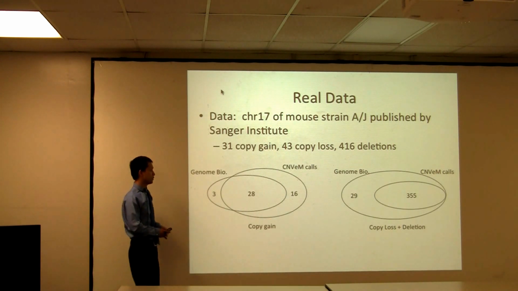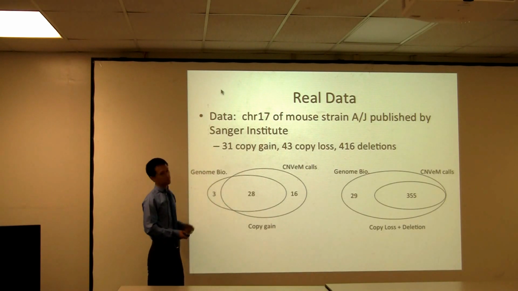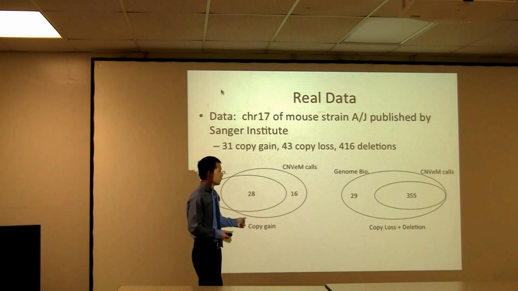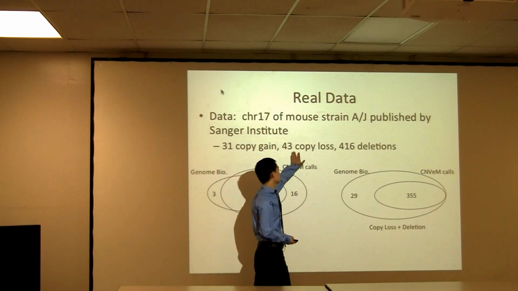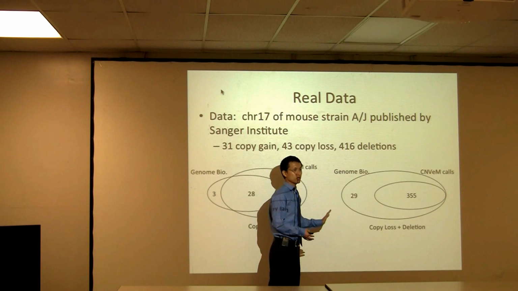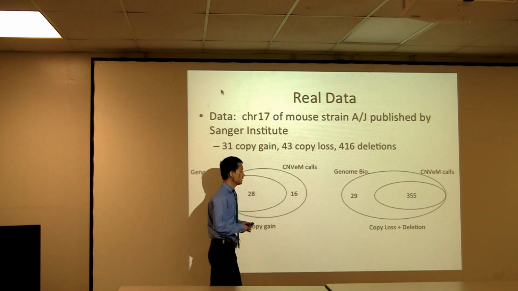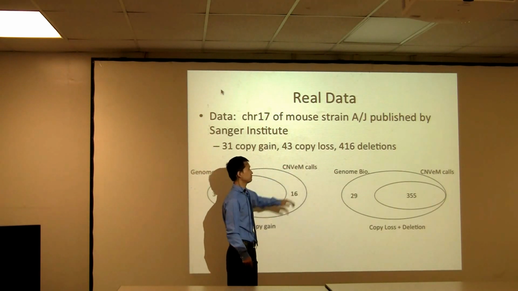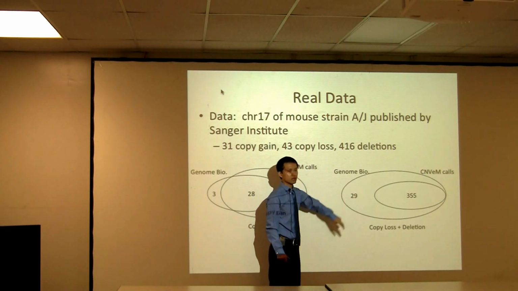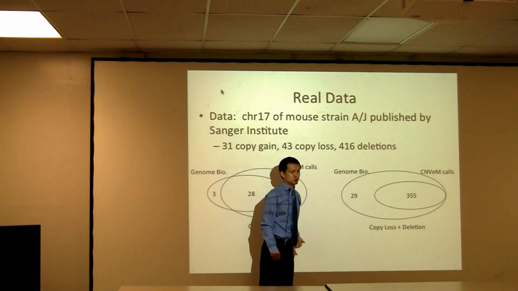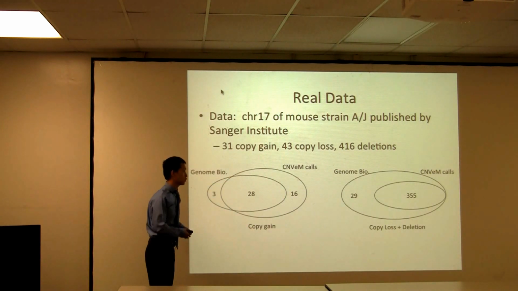Our method reported 44 copy gain regions, and there are 28 overlapping with their method. For the copy loss regions, because we can tell what the copy number is, copy loss and deletion are actually in the same class for our method. We reported 355 copy loss regions, and they all overlap with at least one of their copy loss regions or deletion regions. And we missed 29 of them. I checked each of these 29 regions and found that they are all really small regions, so it's reasonable to miss them.